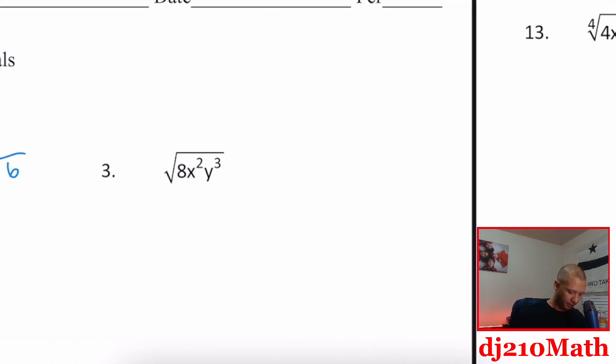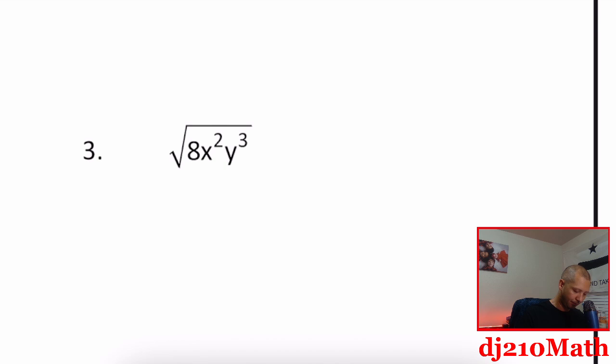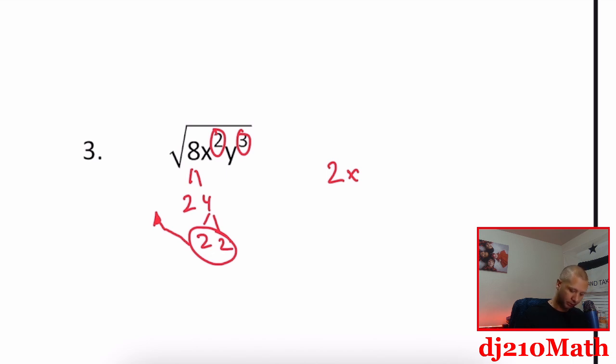Okay, root 8. 8 is 2 and 4. 4 is 2 and 2. So a single 2 is going to come out. All right, so a single 2. And then there's 2 x's, so that's a single x. And then there's 3 y's, so a single y with a y left over. Don't forget about the 2, right? There was a 2 left over, and then there was a y left over.